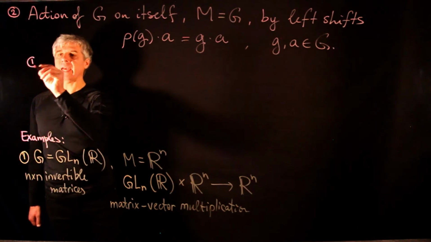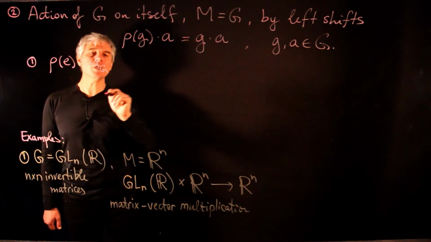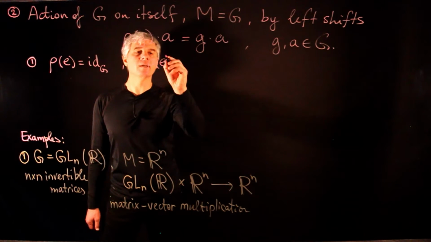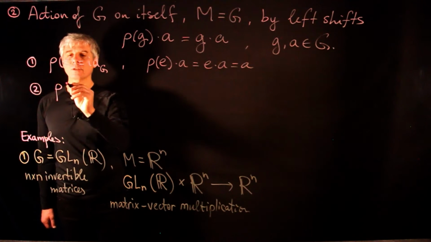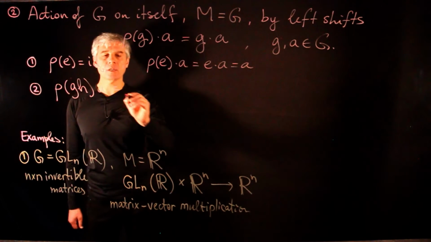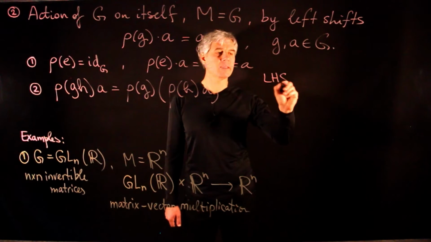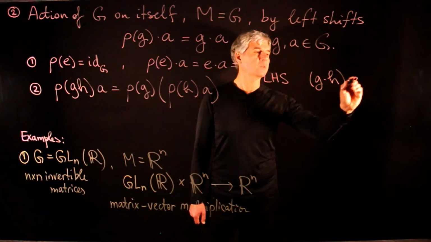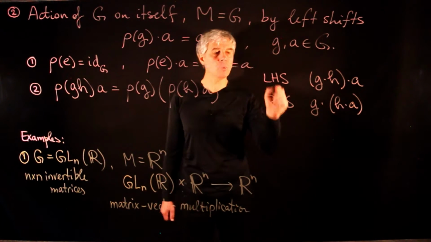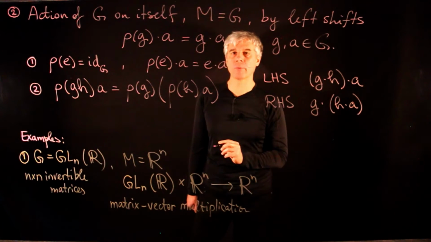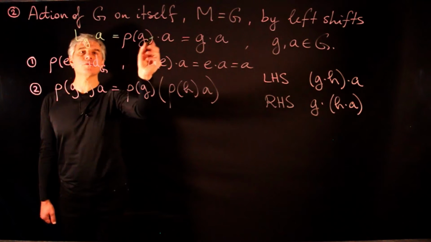We can easily verify the axioms of the group action here. So we need to show that rho of e is the identity transformation on the group G. This follows from the fact that rho of e acting on a is e times a, which is equal to a. And for the second property, to check that rho of gh acting on a is equal to rho of g acting on rho of h a. Here the left hand side is g times h times a, and the right hand side is g times h times a. And we see that the equality holds because of the associative law axiom of a group. For the left shifts, we will also use the notation L_g acting on a. So instead of rho of g, we'll write L_g.